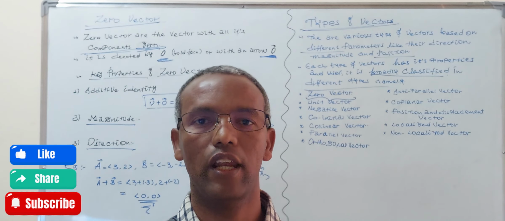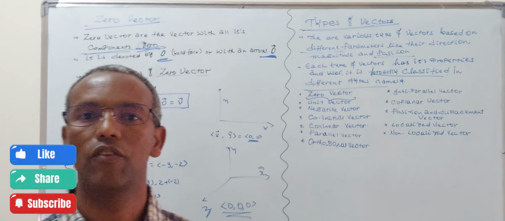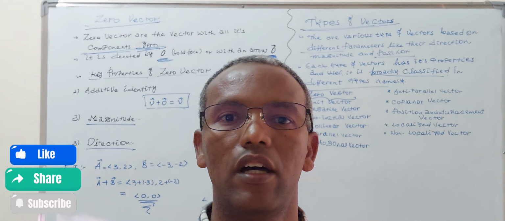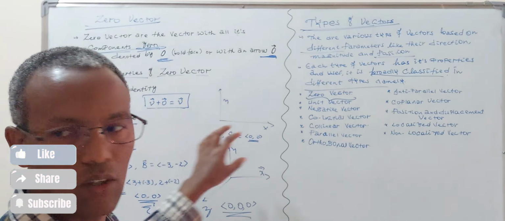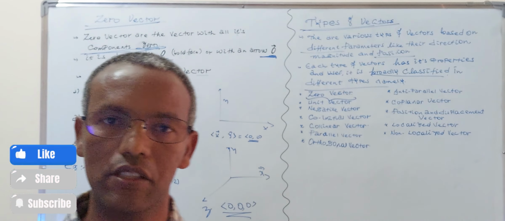So that is all about the zero vector. In this section, like I said, we described the types of vector as well as the zero vector. So these are all about today's section.